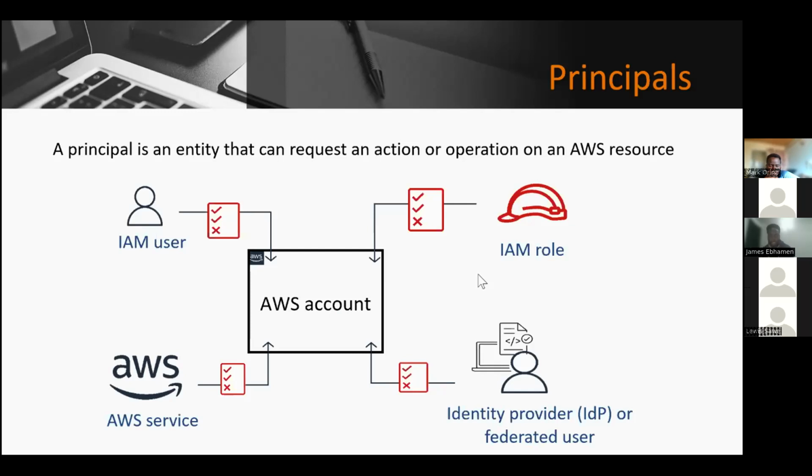An AWS account sees every other person as an entity, as a principal. The principal is an entity that can request an action or operation on an AWS account. When you log into an AWS account, that's an action, that's an operation basically. You're logging into an AWS account.